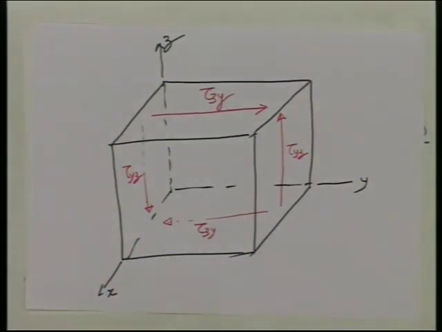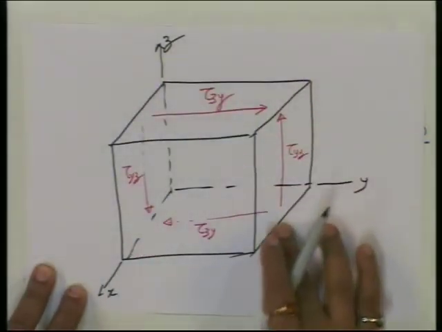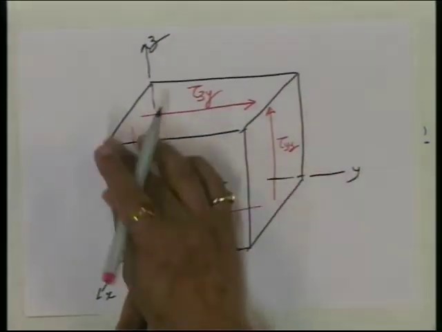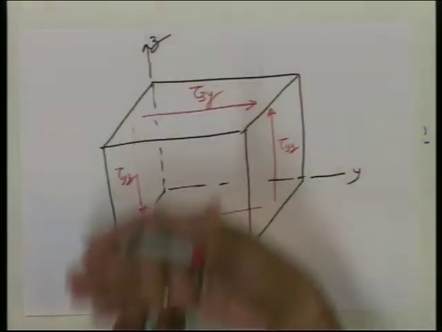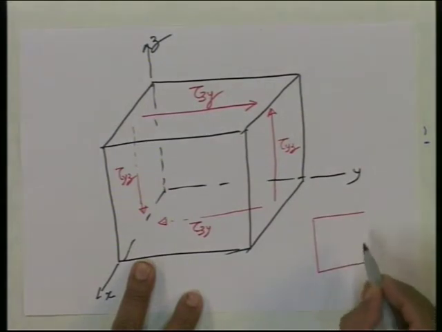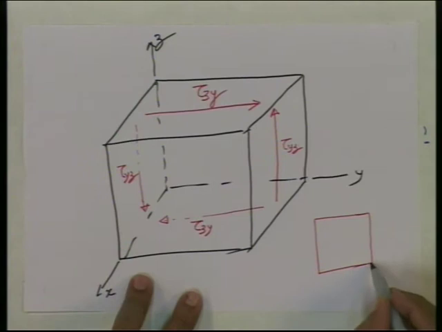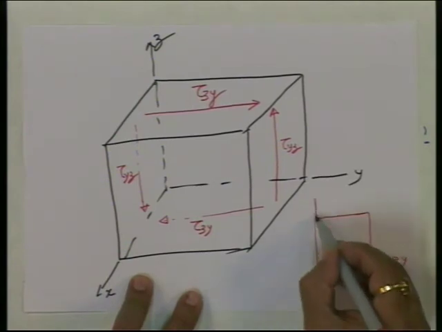Now, if you apply this, what will happen? If I take a cross section here, let me cut a plane. Originally it was like this: this is yz, this is in the y direction and this is in the z direction.